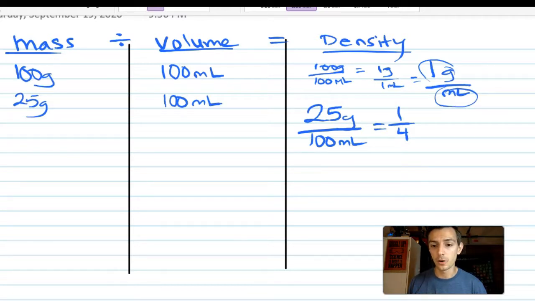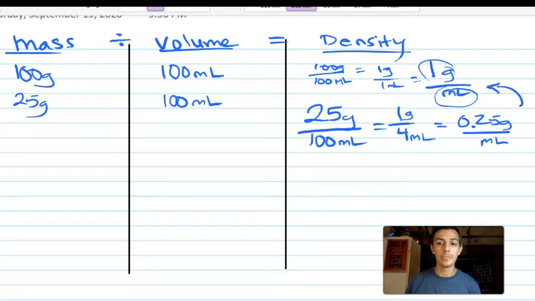So 1 over 4 grams per milliliter. And I could do it this way, just reduce the fraction to a decimal, 0.25 grams per milliliter. If I have 1 milliliter of this substance, it's only going to weigh 0.25 grams, a quarter of the weight of this substance up here. So this one would be less dense than this substance. Okay, let's do another one.